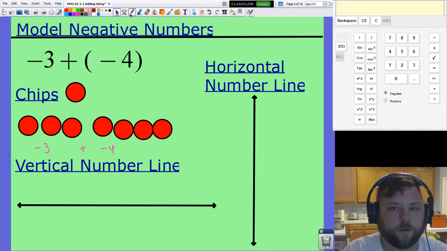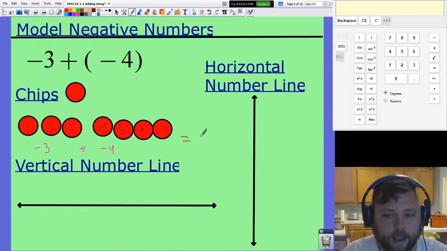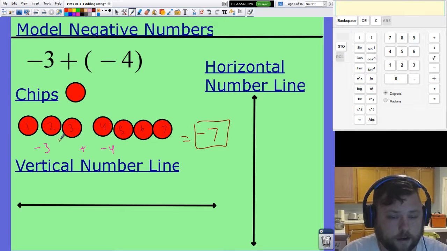Well, how many total negative chips do we have? Count that up. You go 1, 2, 3, 4, 5, 6, 7. 7 total negative chips. That adds up to negative 7, since they are the negative chips.